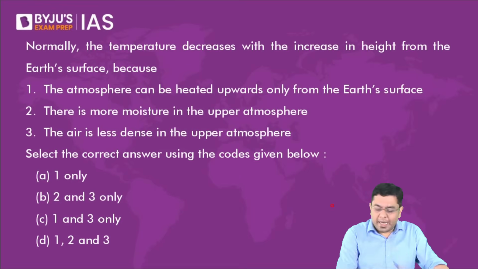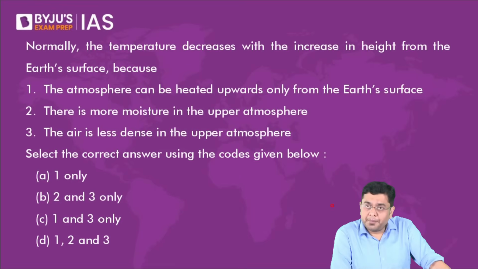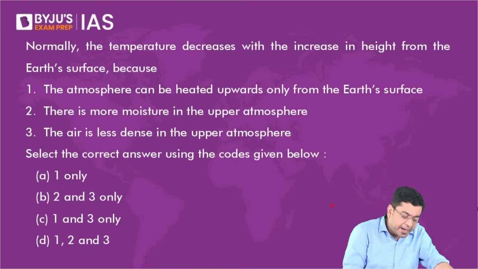Okay. Now let us take a look at the prelims questions or the PYQs. Normally, the temperature decreases with the increase in height from the Earth's surface because: the atmosphere can be heated upwards only from the Earth's surface; there is more moisture in the upper atmosphere; the air is less dense in the upper atmosphere. What is the answer for this?